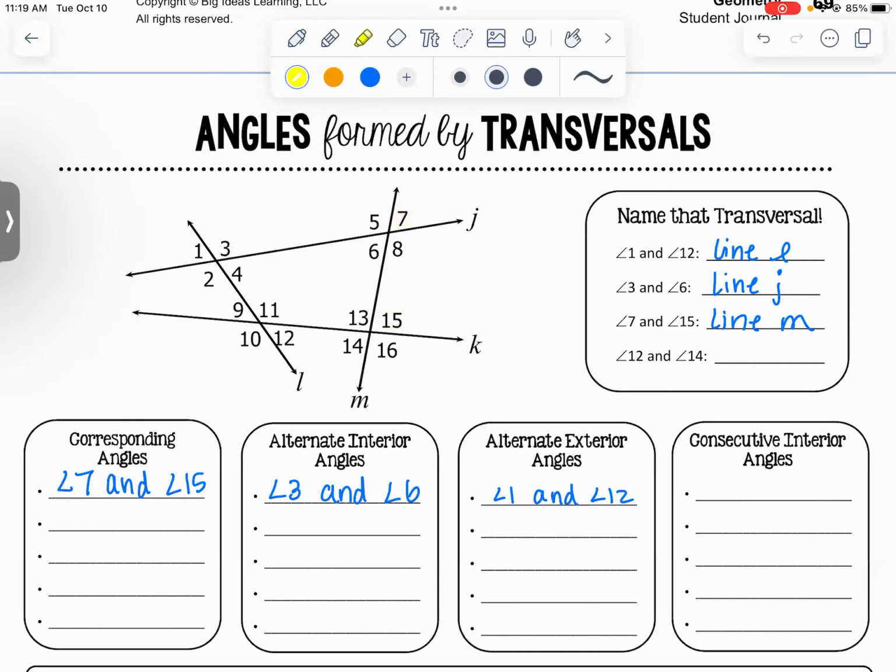All right, now we have angle 12 and angle 14. If we look at those 2 angles, which line is cutting through and touching both of them? Line K. Notice if K is our transversal, 12 and 14 are both on the inside, but are they on the same or opposite sides of the transversal? Same, so we call these consecutive interior angles.